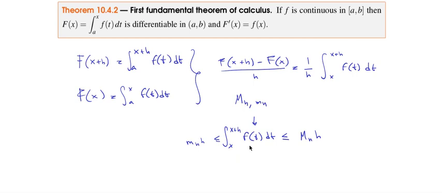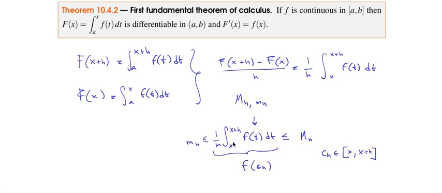Now we multiply everything by 1 over h, right? And so we get this, right? So this is the expression that we're looking for. Now this is the minimum value, this is the maximum value. By the intermediate value theorem, there's a value c_h between x and x + h, right? There's a value inside this interval for which the function f takes this value, right?